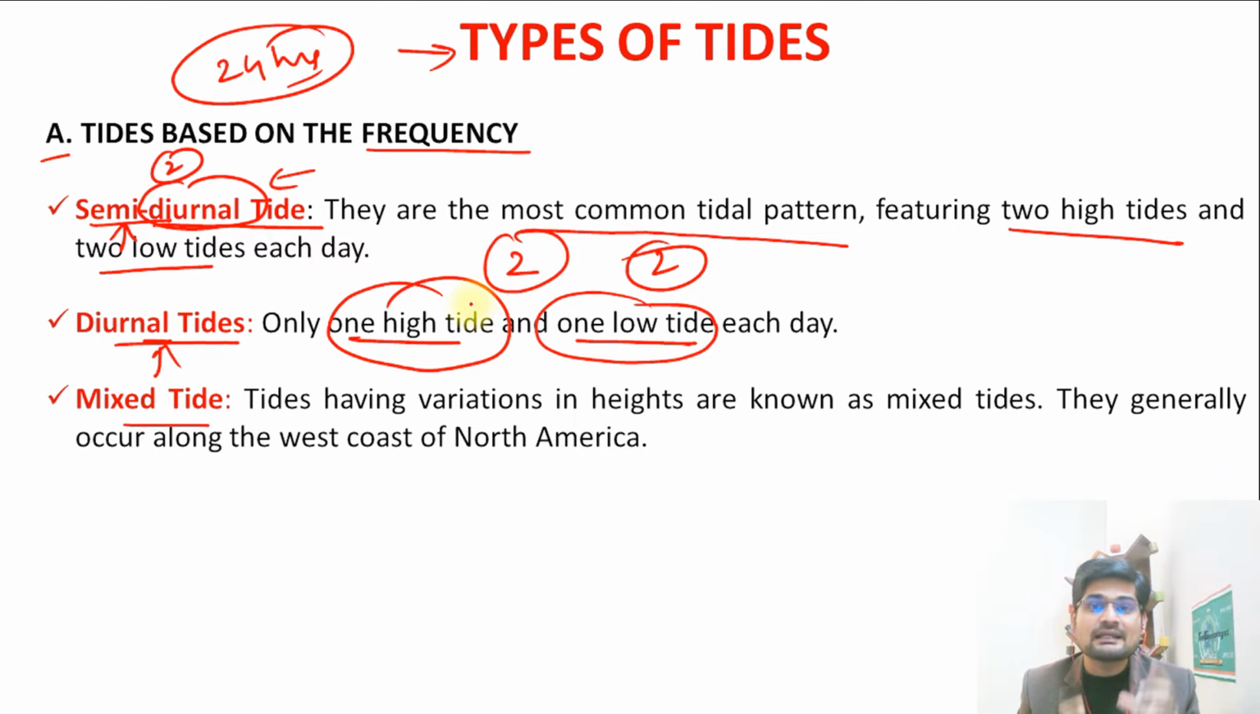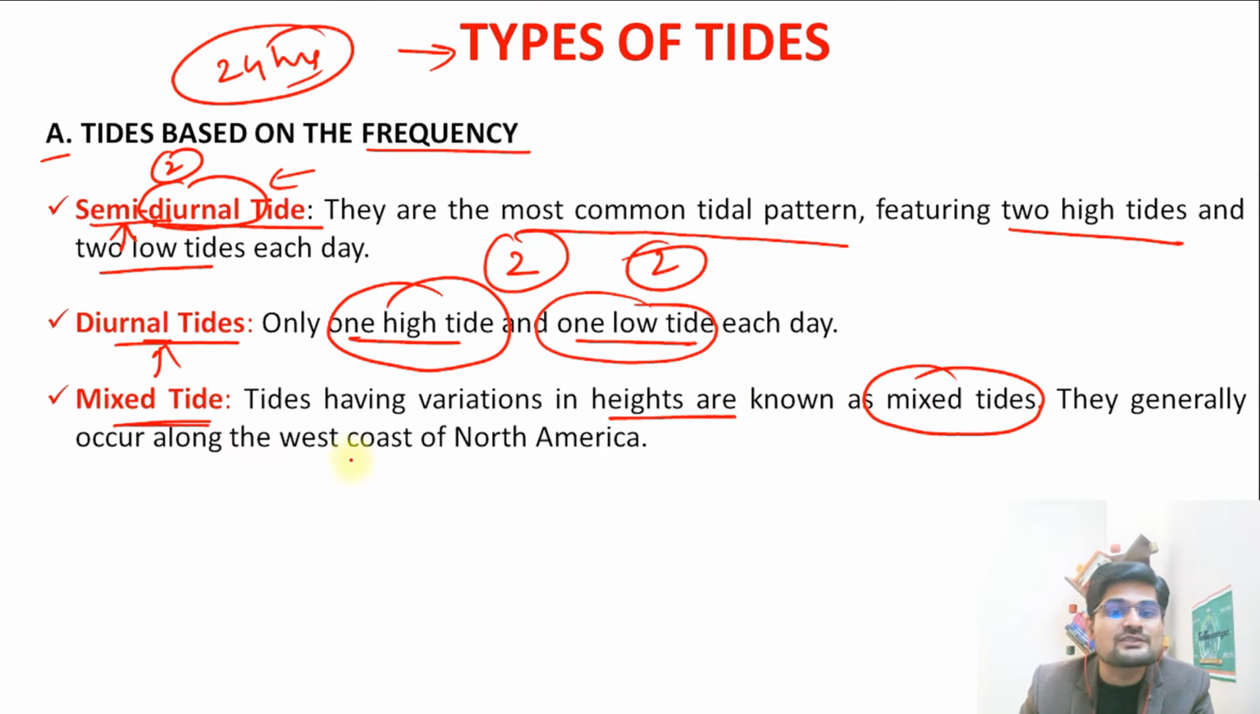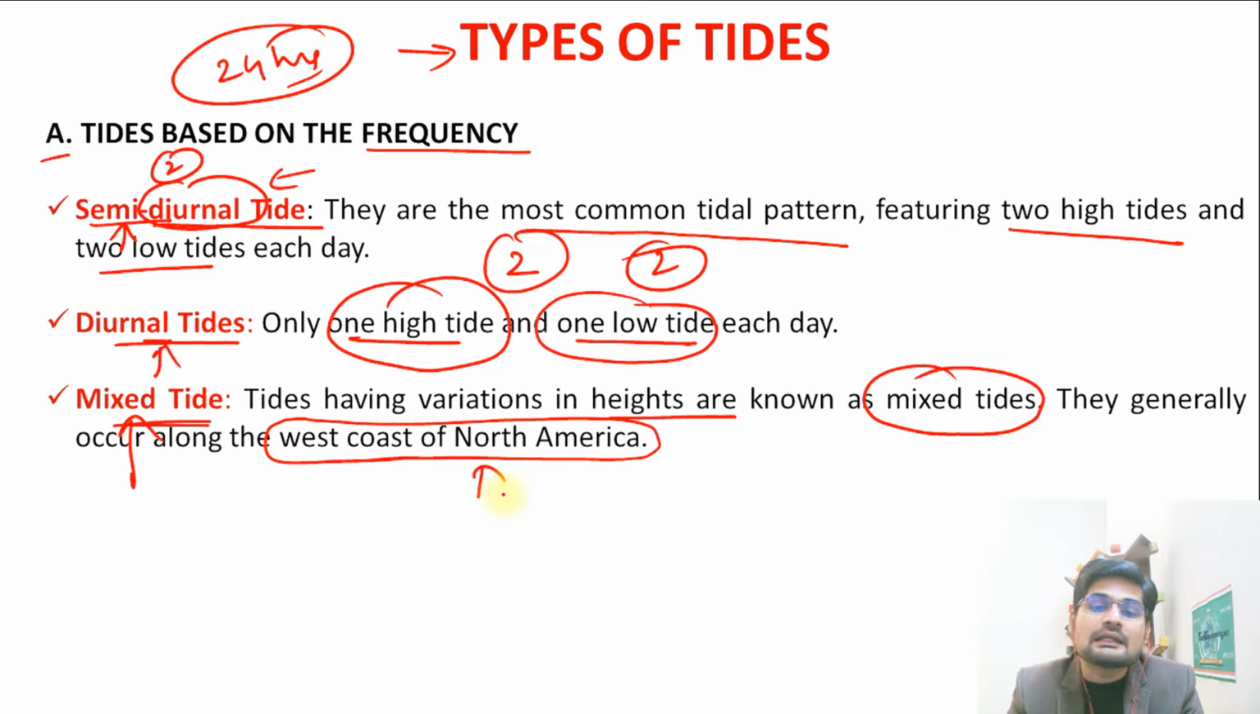But as I told you, there are many anomalies and different mixtures also happen at certain places in the world. So mixed tide is also one type, based on the frequency of occurrences which are not clearly defined or which are mixed in nature. Sometimes it is diurnal, sometimes it is semi-diurnal, right? So tides that have variations in heights are known as mixed tides, and they generally occur along the west coast of North America. So remember, the western coast of North America and in the Pacific, in the Alaskan region, you can find such areas where you have this mixed tidal situation.